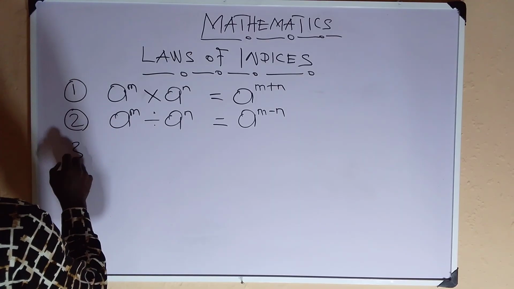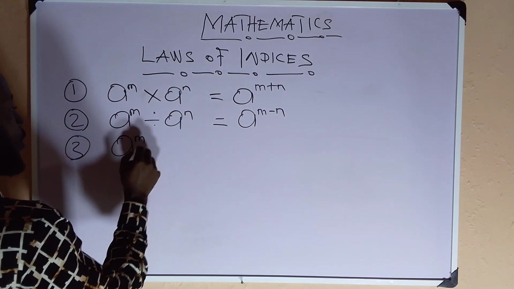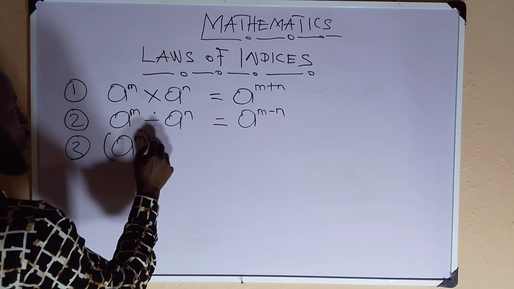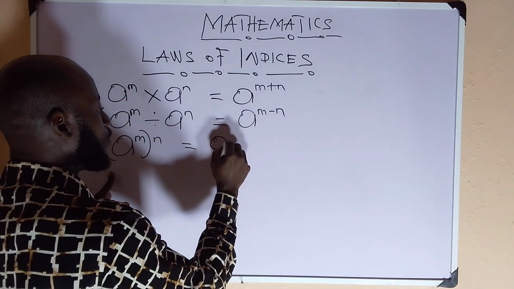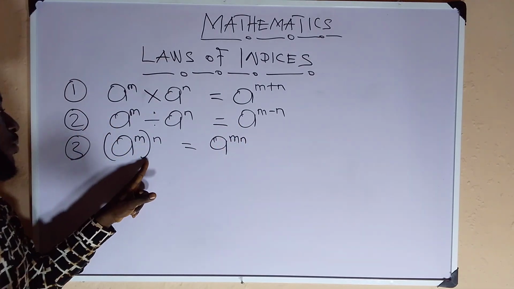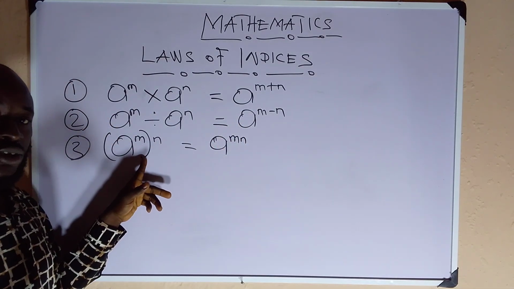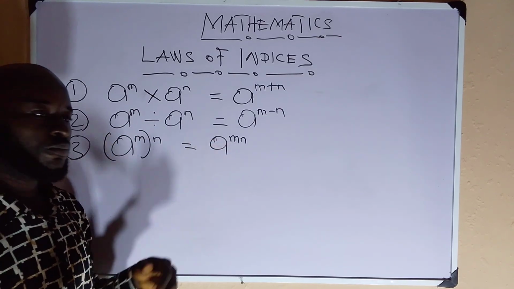The third law of indices states that a raised to the power of m, in brackets, raised to the power of n, equals a raised to the power of mn. You multiply m by n, and it will give you mn.